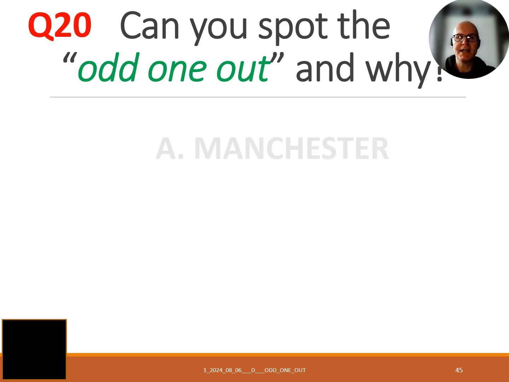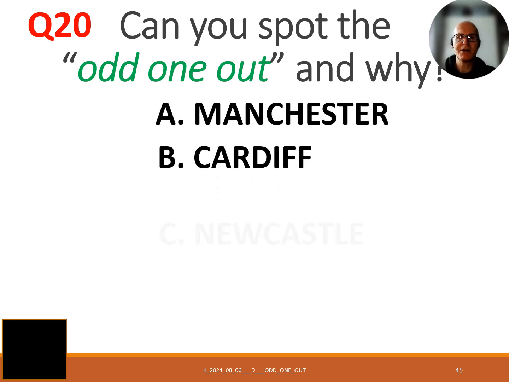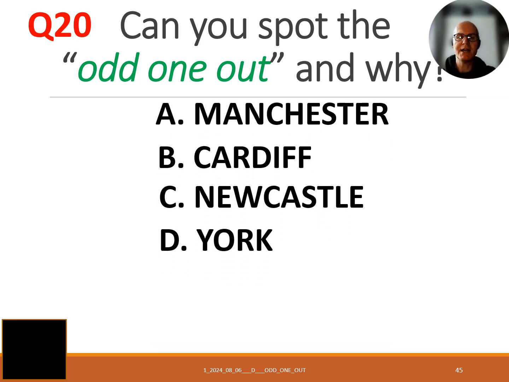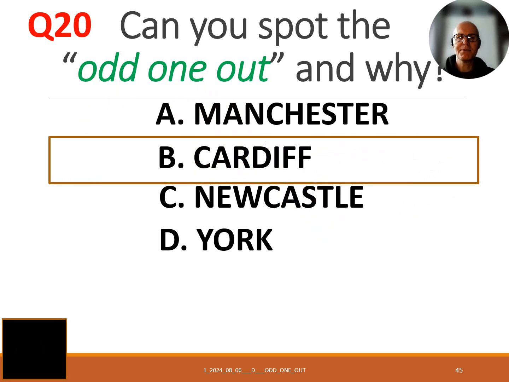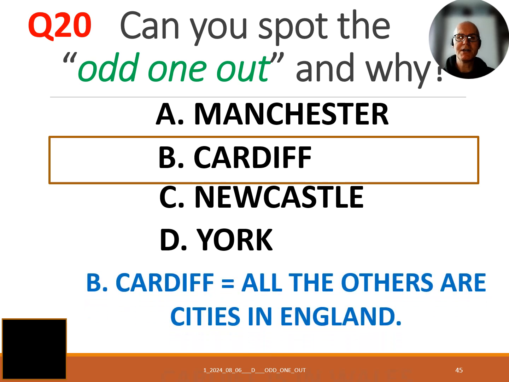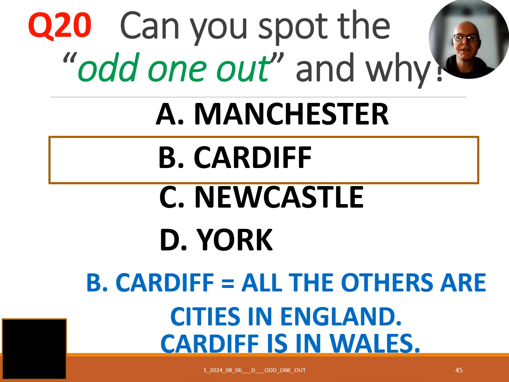And question 20, the last question. Manchester, Cardiff, Newcastle, and York. What was the odd one out from these 4 major British cities? It was Cardiff, because Cardiff is in Wales. It's the capital of Wales. Manchester, Newcastle and York are all in England.